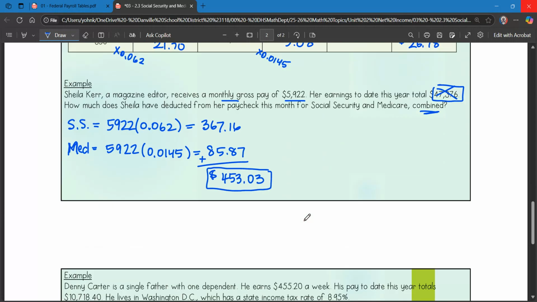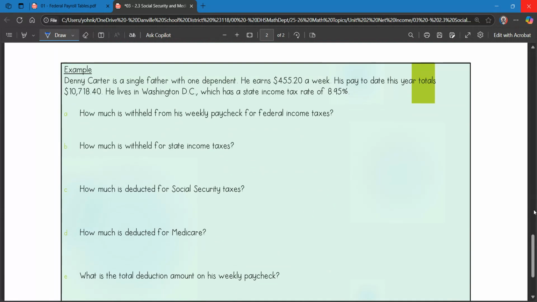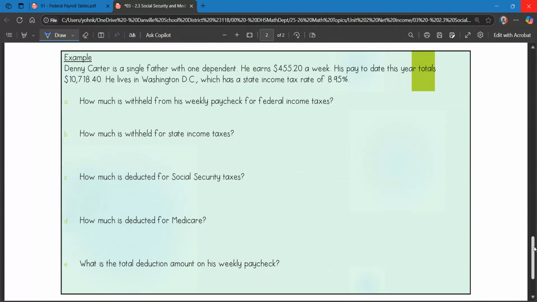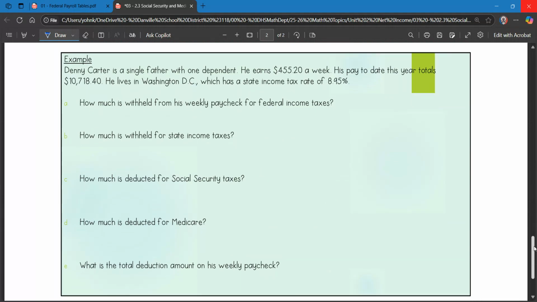All right, let's go to the next slide. All right, this is one big problem on the slide. It's going to incorporate everything that we've learned all chapter long. Denny Carter is a single father with one dependent. He earns $455.20 a week. His pay to date this year totals $10,718.40. He lives in Washington, D.C., which has a state income tax rate of 8.95%.